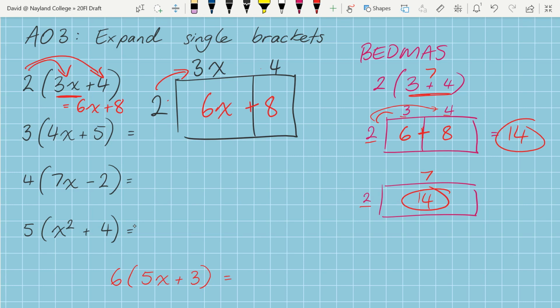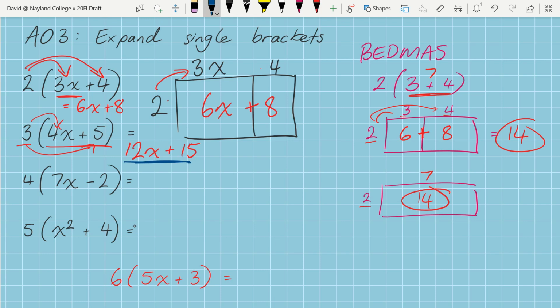So let's have a look at our next question. Next question is 3 bracket 4x plus 5. So I'm going to go 3 times 4x to begin with. So 3 times 4 is 12. So 3 times 4x is going to be 12x. And then I'm going to go 3 times 5 is 15. So 12x plus 15.